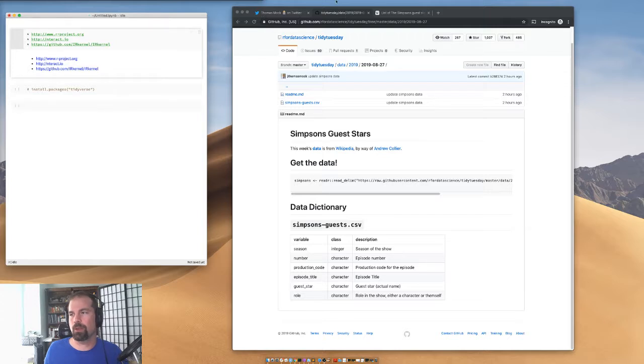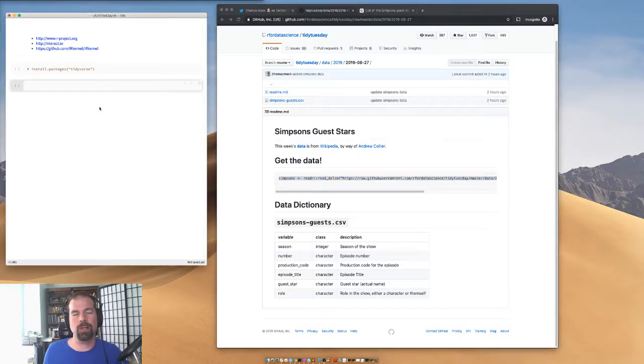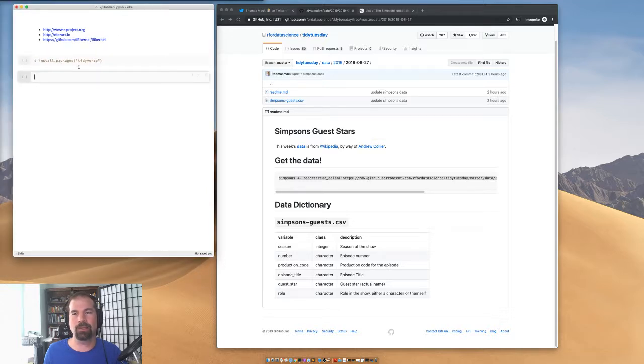And so what Tidytuesday is, every Tuesday they put out a data set at this GitHub link. And they give you the opportunity to just play around with it and explore it and kind of see what you can find. And it's just a chance for people to explore data and practice their data analysis skills on a public data set. And so the first thing we're going to do to make this easy is import Tidyverse.